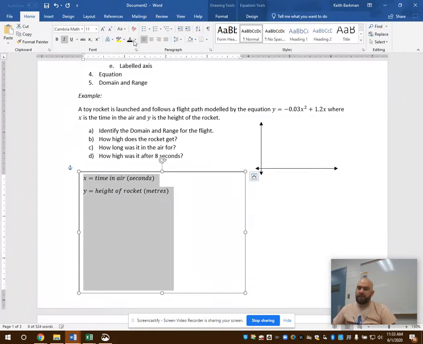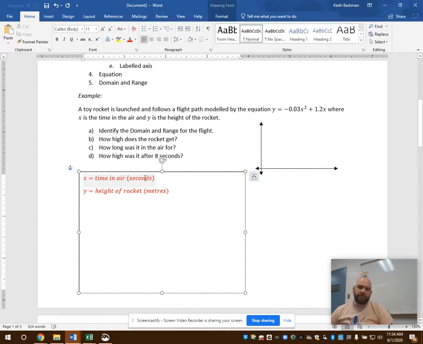I'm going to put it into a different color here so we can see what our notes are. So x is the time in air, which we're going to call seconds, even though it wasn't given to us like that. And then y is going to be the height of the rocket. Again, we're going to call it meters, even though it wasn't given. I'm going to put those in.